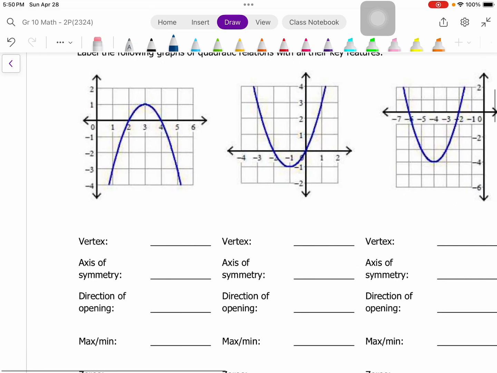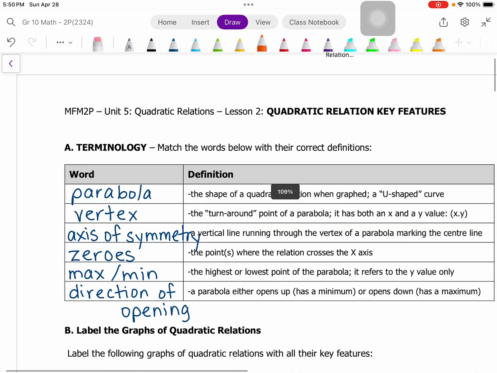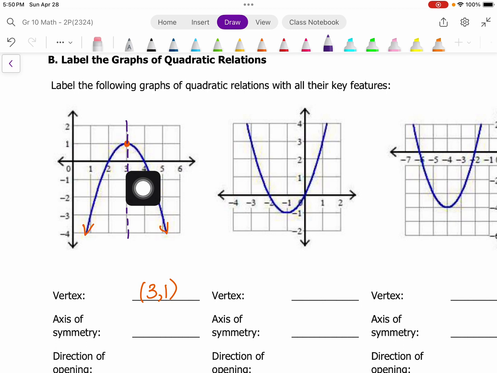So in this first one, the vertex for this parabola is over here. The vertex is the turnaround point for the parabola. This parabola continues on in both directions. It's moving up this way, hits the turnaround point. So the vertex here is at x is 3 and y is 1. Those are the coordinates for the vertex. The axis of symmetry is this imaginary line that runs through there. It doesn't matter what our y value is, our x value here is always 3.